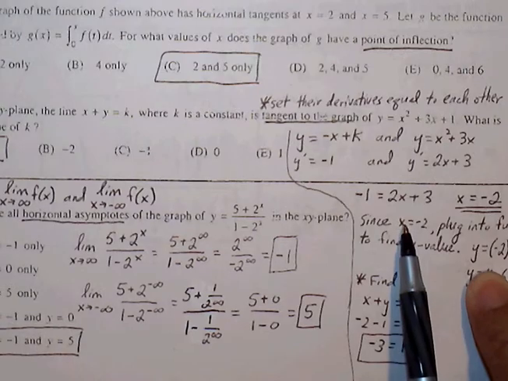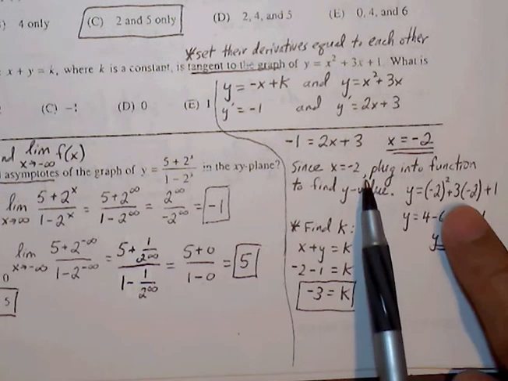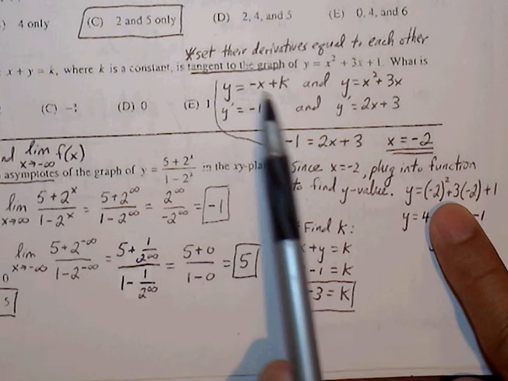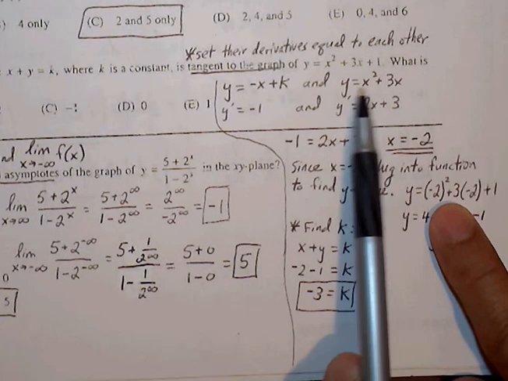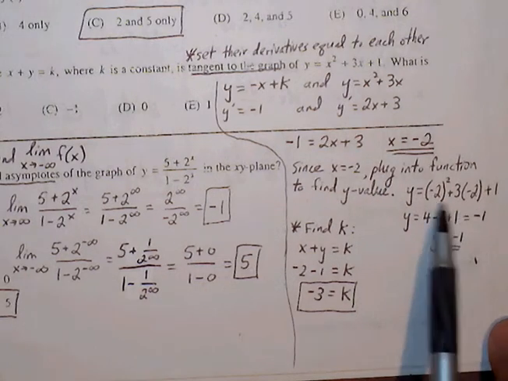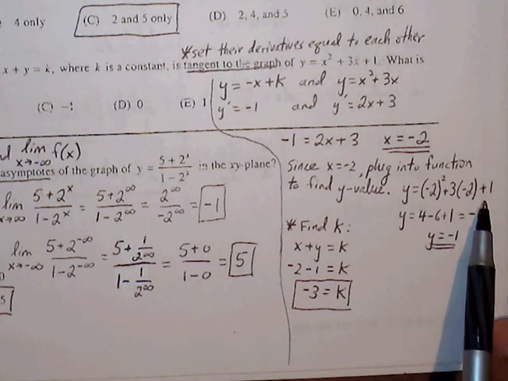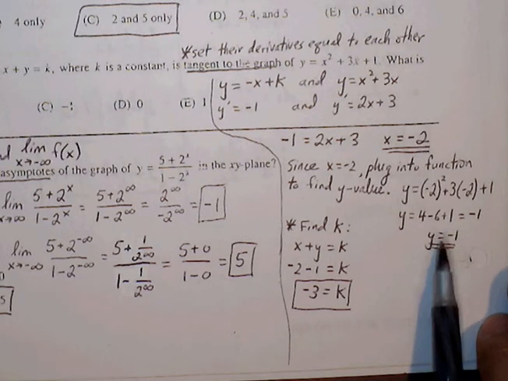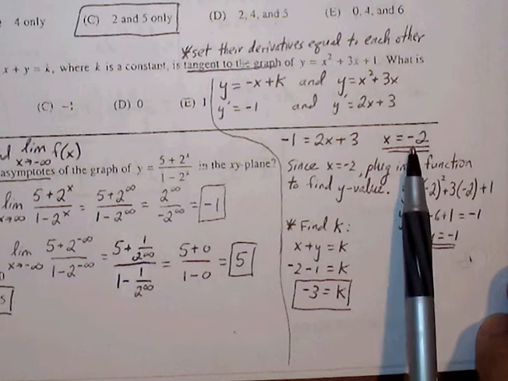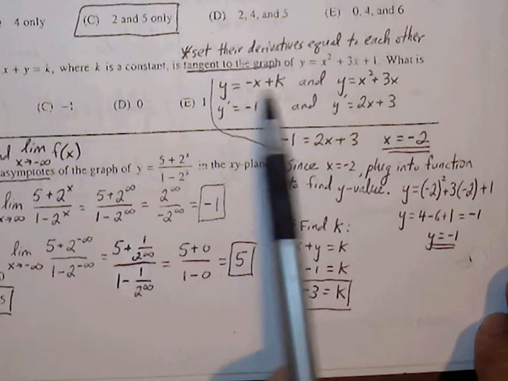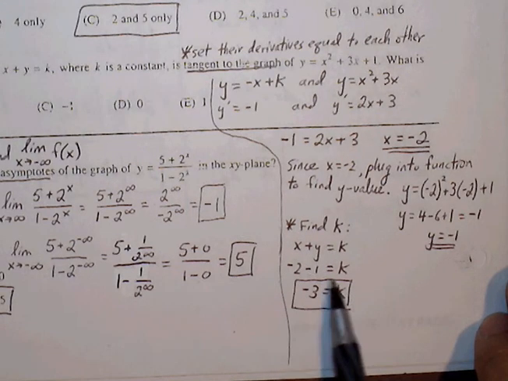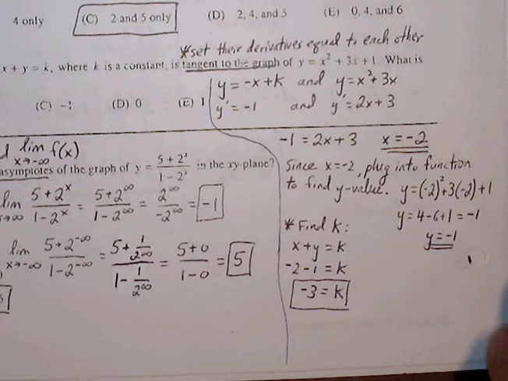And it says, what is the value of k? So if we want to find the value of k, we're still missing the y value. To find the y value, we can plug negative 2 into the original function. And when we do that, we get negative 2 quantity squared minus 6 plus 1, which gives us negative 1. So once we have our y value and our x value, we can now plug into this piece of information and find the missing variable, which is k. So x plus y is equal to k, so therefore negative 2 minus 1 is equal to k, and so k must be equal to negative 3.